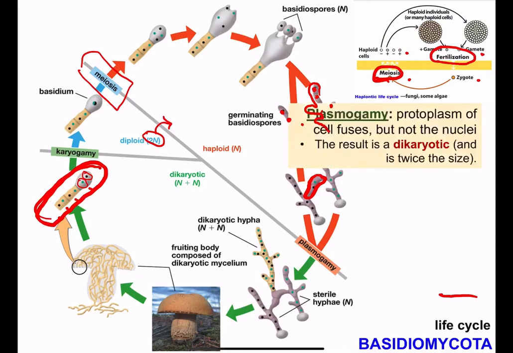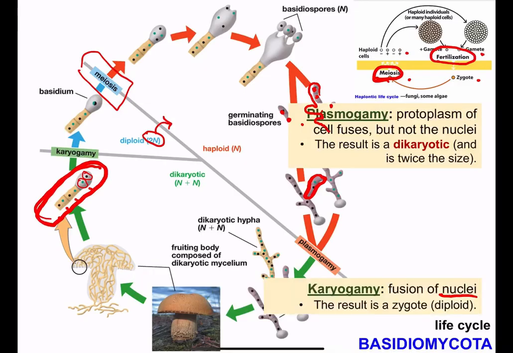Sorry, let's see if I can fix that. Nope, I can't. Plasmogamy is when the protoplasm of the cell fuses, but not the nucleus. The protoplasm is essentially everything inside of the cell wall and cell membrane that is not the nucleus. So everything in the cell fuses, but the nuclei do not fuse. That's plasmogamy. And you end up with a dikaryotic cell that is essentially twice the size, and it's got twice the nuclei, since they did not fuse.